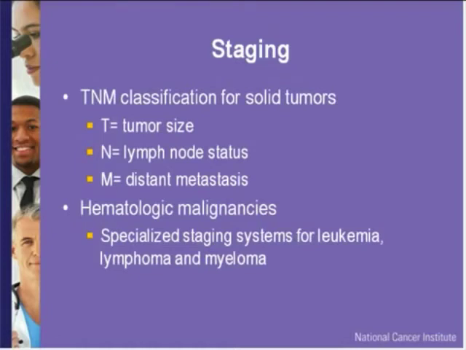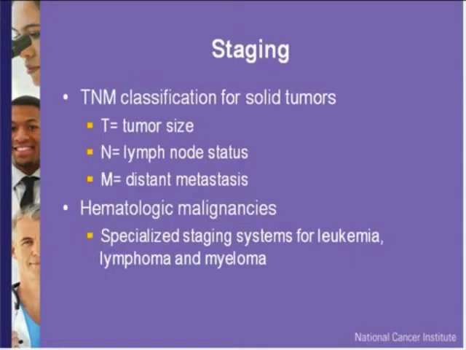So when we look at staging, there's a number of classification systems that are used. And the typical classification system that's used for solid tumors is what is referred to as the TNM system, and it stands for tumor size, lymph node status, and distant metastasis. So when this staging criteria is applied, there's little subscript numbers associated with it. So, for example, in a breast tumor, if the tumor is between, say, 1 and 2 centimeters, that would be denoted as a T1 tumor size. A slightly larger tumor might be denoted as a T2 tumor size.